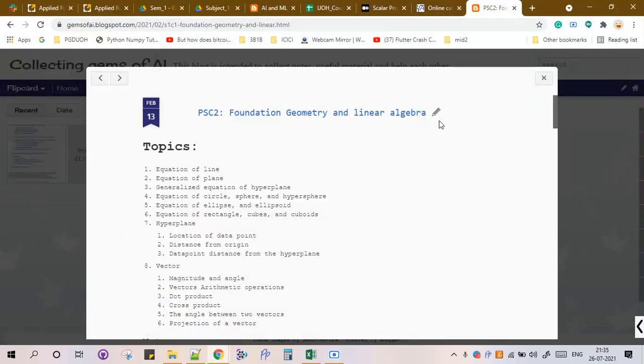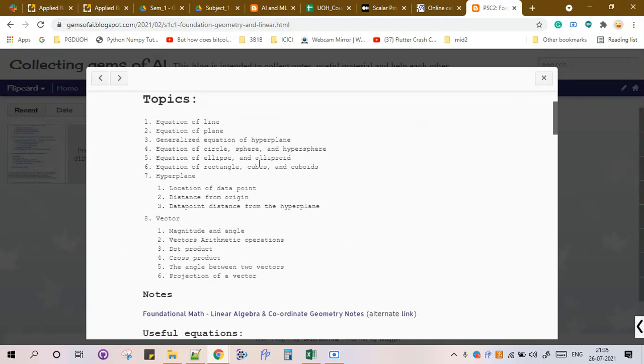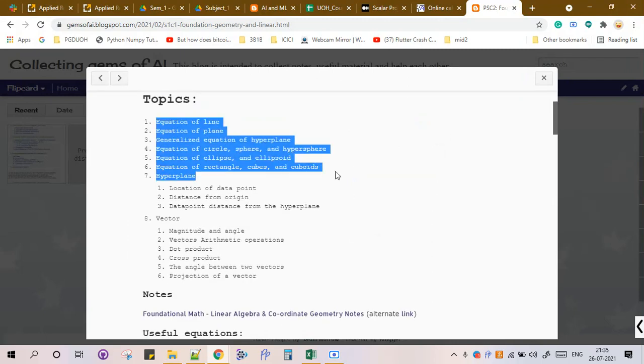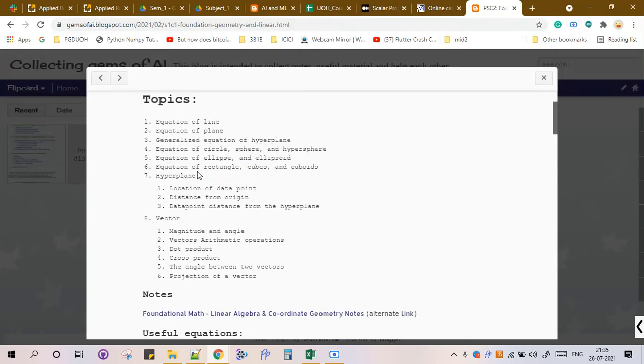So, in linear algebra, what are the main topics that we need to understand? First couple of things are nothing but the equations, pure mathematical equations that we need to make a cheat sheet.